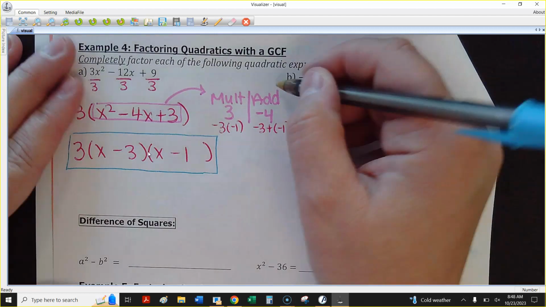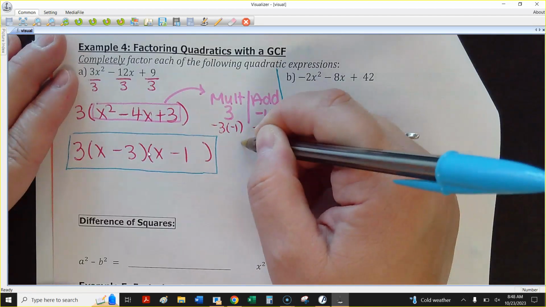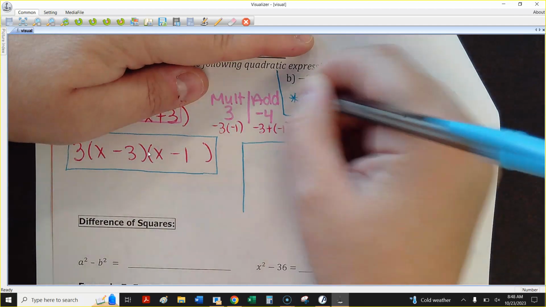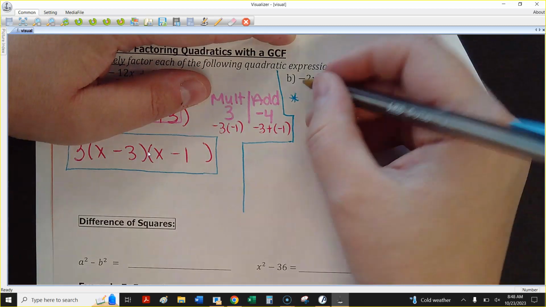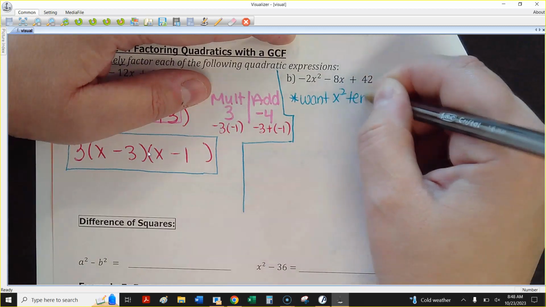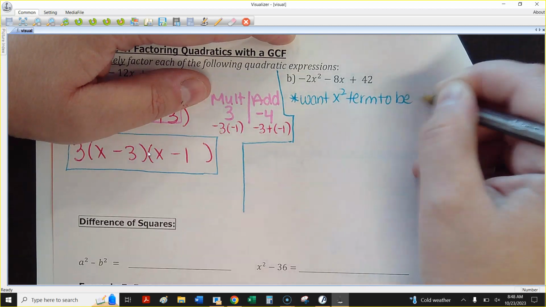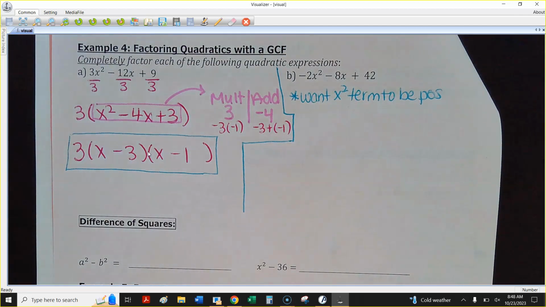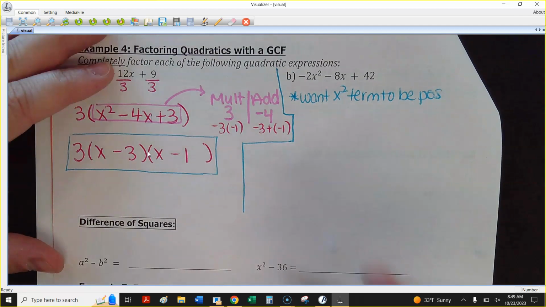All right, and I got one more kind of similar to this. What I would tell you though, on this next one, if you're trying to factor this in any way, you want your x squared term to be a positive number. You don't want that to have a negative in front of it. So if you look at that, I got negative 2x squared minus 8x plus 42. You'd all agree with me that those are divisible by 2, right? Okay, all I'm going to tell you to do on this question, don't want that first term to be negative.